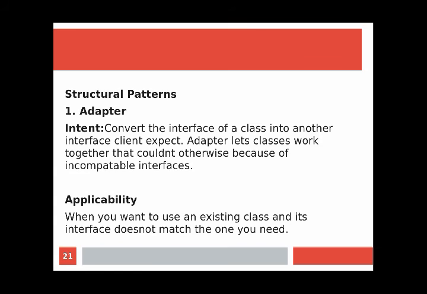Applicability: when you want to use an existing class and its interface does not match the one you need. The second is when you want to create a reusable class that cooperates with unrelated or unforeseen classes, that is, classes that don't necessarily have compatible interfaces. And the next is when you need to use several existing subclasses, but it's impractical to adapt their interfaces by subclassing every one. An object adapter can adapt the interface of its parent class.